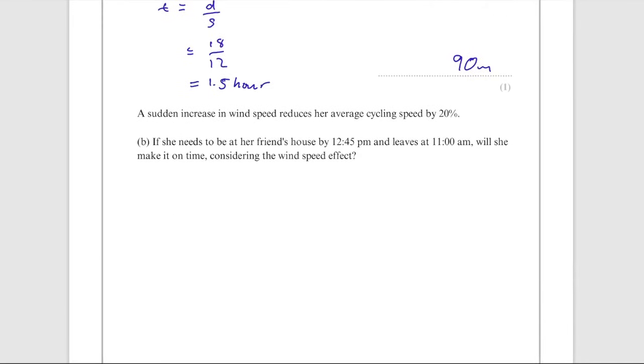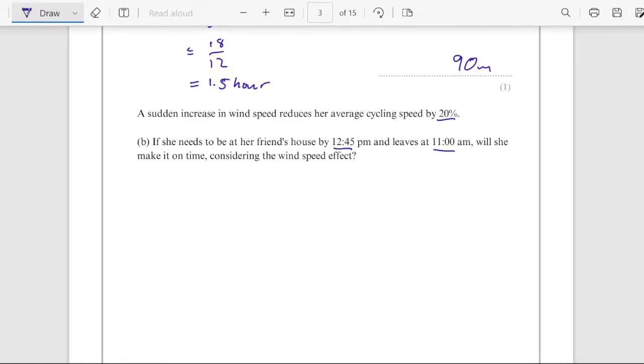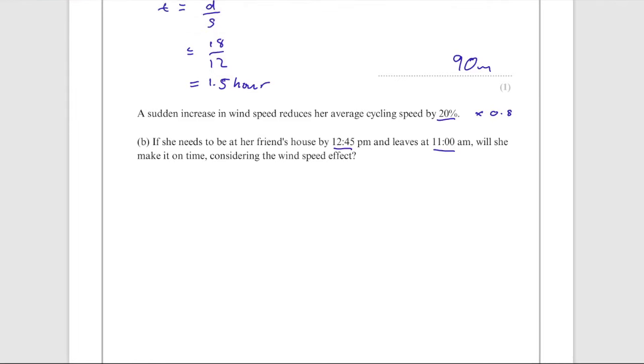Okay, a sudden increase in wind reduces her average cycling speed by 20%. If she needs to be at her friend's house by 12:45 p.m. and leaves at 11 a.m., will she make it on time considering the wind speed effect? So if something's been reduced by 20%, then we've got a multiplier of 0.8. So we're now doing a similar formula. I'm still going to say that time is going to be equal to 18 divided by, and I'm going to do 12 times by 0.8 as my denominator.